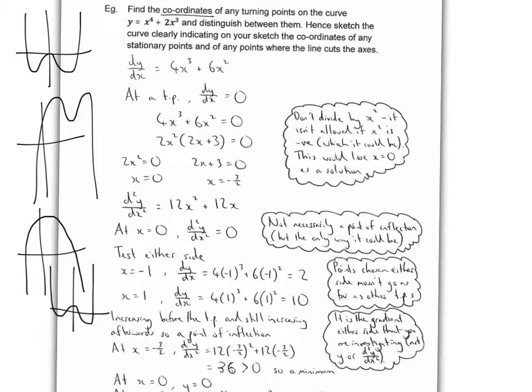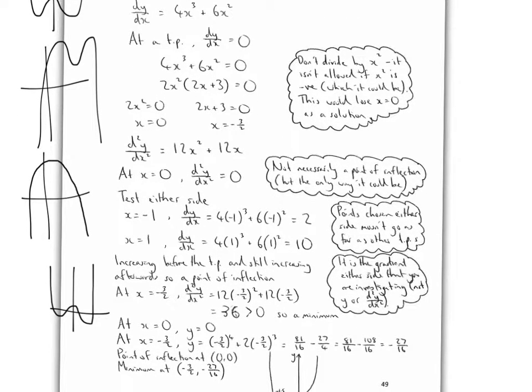The reason I mention this is because when you're testing either side, you tend to get people plugging into all kinds of expressions here, or even when you're trying to find out coordinates, people don't plug back into the original thing. If you want to find out where something is, you plug in y. If you want to find out how steep it is, you plug into dy dx.